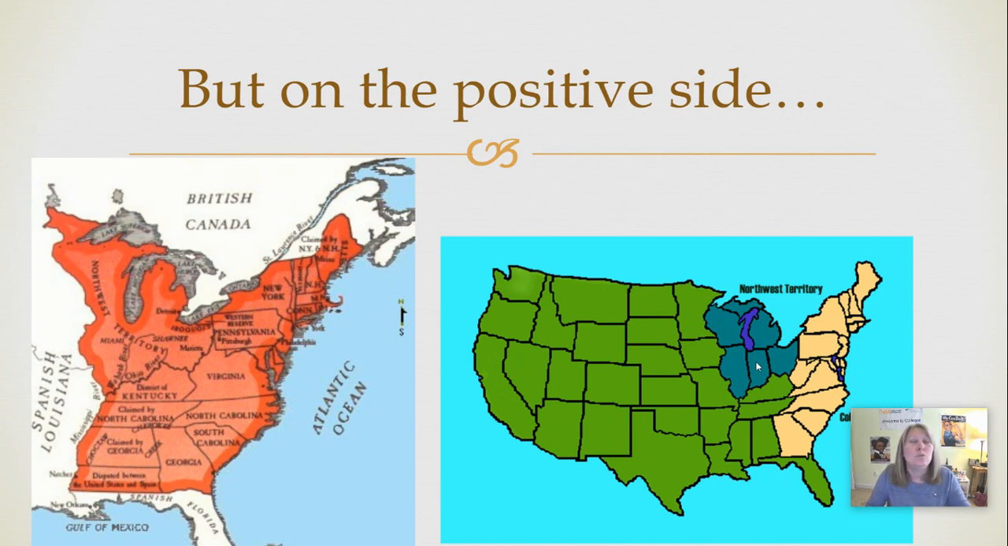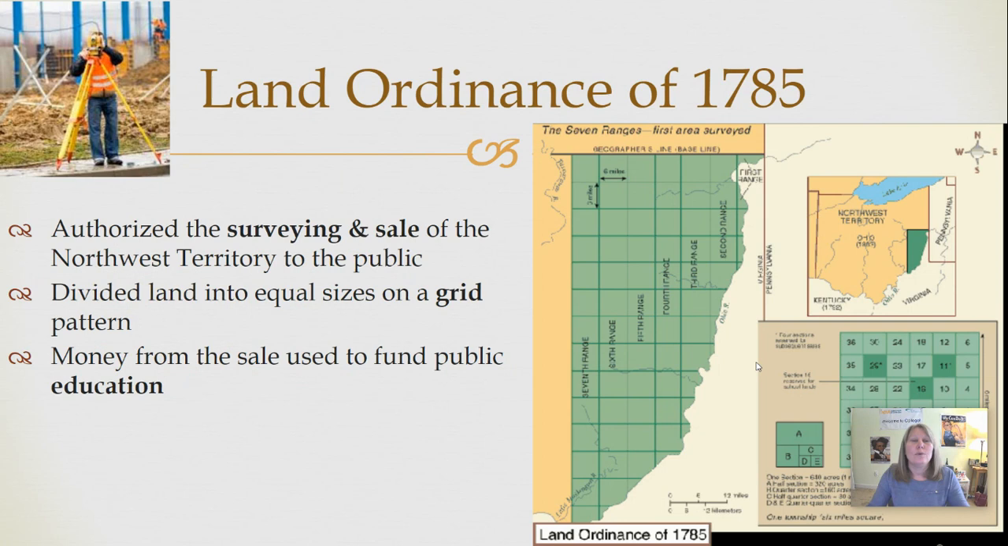How did that happen? Two really important laws were passed under the Articles of Confederation that set an important precedent for America. What were they? Well, they both have this word about the land ordinances. The first is the Land Ordinance of 1785. It said, okay, we're going to survey, like this surveyor you see here on the top part of your screen. We're going to go out there and measure and see what's here, and we're going to sell this land to the public. We're going to divide it into equal sizes on a grid-like pattern, and we're going to use the money from the sale of that public land to finance public education.